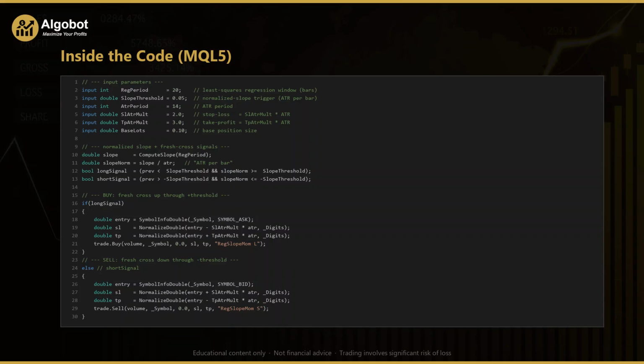Let's read through the actual MetaEditor code on screen. At the top are the input parameters. RegPeriod is the regression window, 20 bars by default. Slope threshold is the normalized slope level the reading must cross, set at 0.05. ATR period controls the volatility measurement, and SlAtrMult and TpAtrMult are the stop-loss and take-profit multipliers, 2 and 3 times ATR. Base lots is the starting position size.